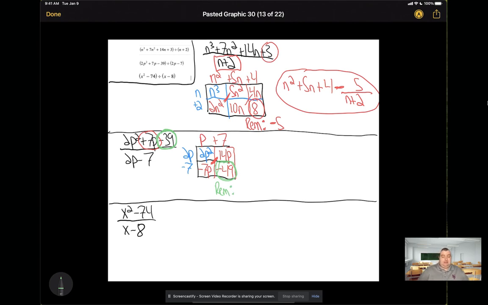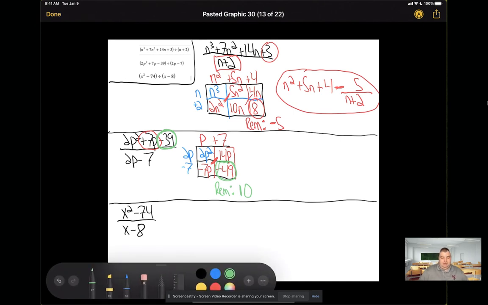So to figure out the remainder, once again, to go from negative 49 to negative 39, I need to go up by 10, right? Because negative 49 plus 10 is equal to negative 39. So my remainder in this case is positive 10 this time.